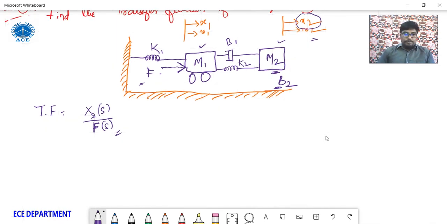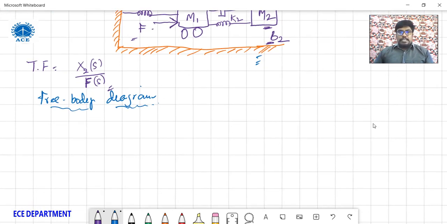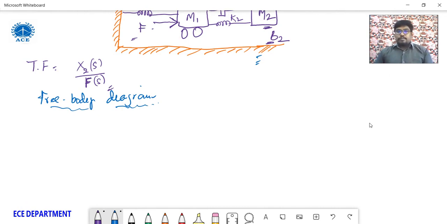In the first step we need to draw a free body diagram for the given mechanical system. In the last class we discussed in detail how to draw a free body diagram. What is the definition of a free body diagram quickly? The incoming and outgoing forces, the externally applied forces or opposing forces acting on a mass, are drawn separately, representing only forces. That is called a free body diagram.